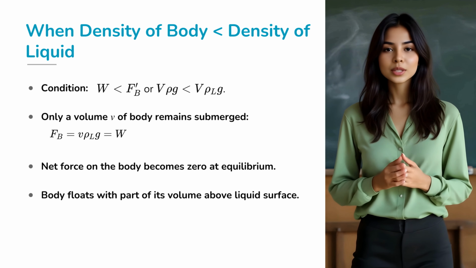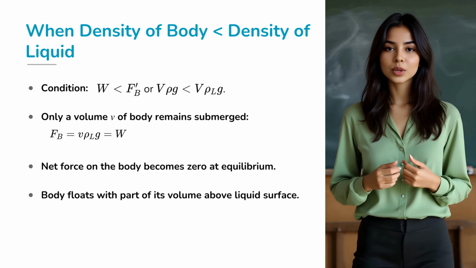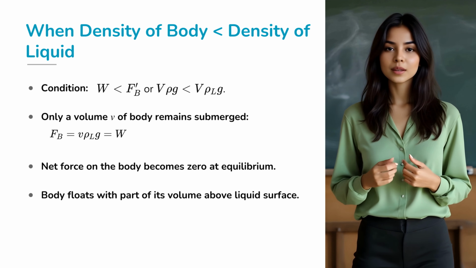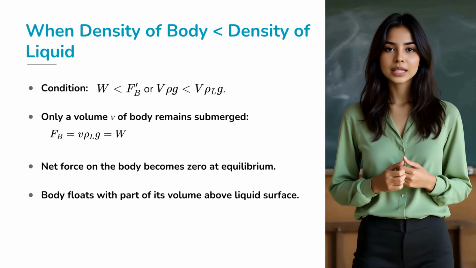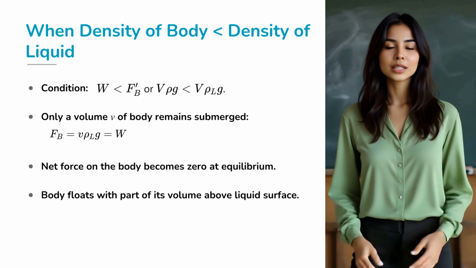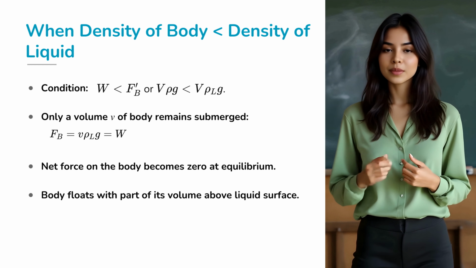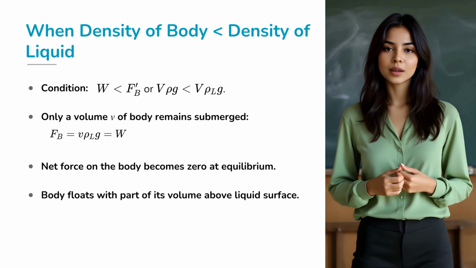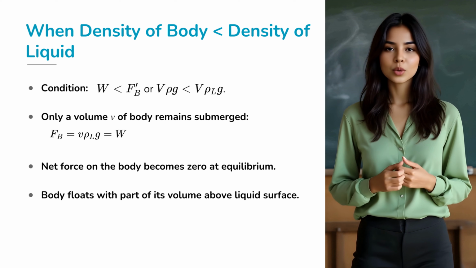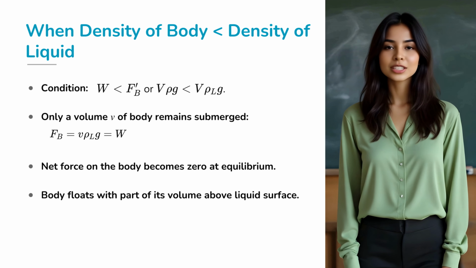Now comes the most common case, the body floats partially above the surface. This happens when the weight is less than the buoyant force. That is W less than F_B', or equivalently, density of the body is less than density of the liquid. In this case, only part of the body's volume, say V', goes underwater until equilibrium is reached. The buoyant force is then V'ρ_L g, which balances the weight W. That is why light substances like cork or wood float with a portion of their volume above water. Their densities are less than water's density.